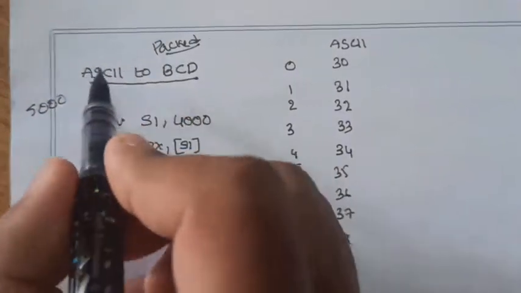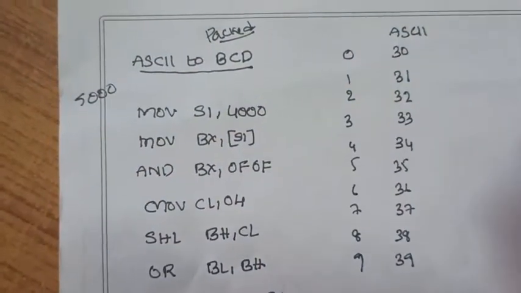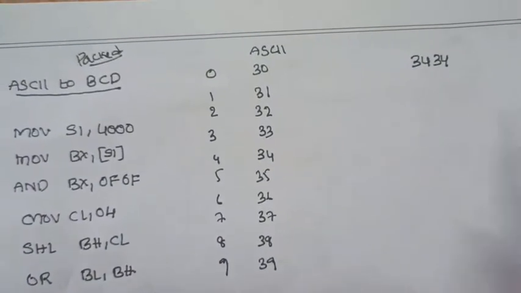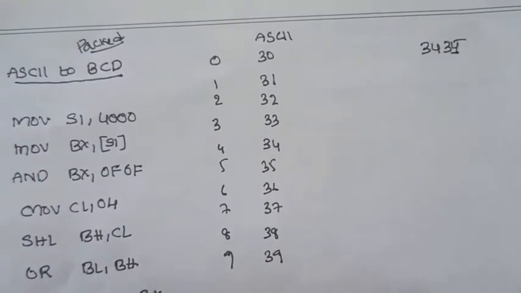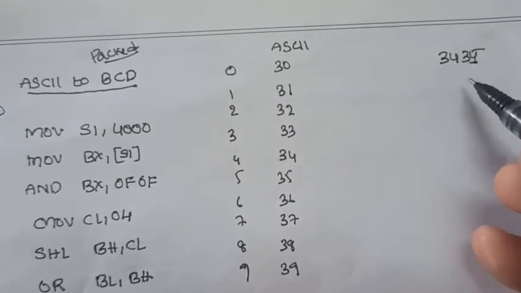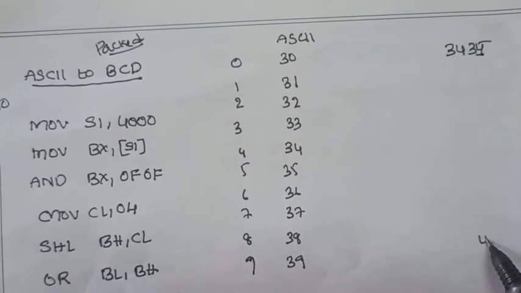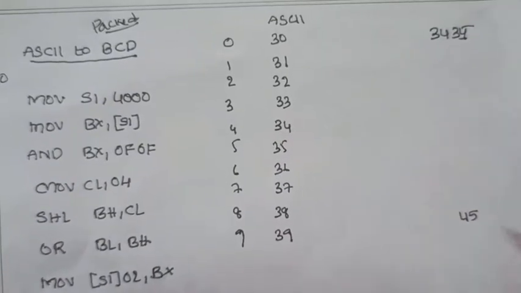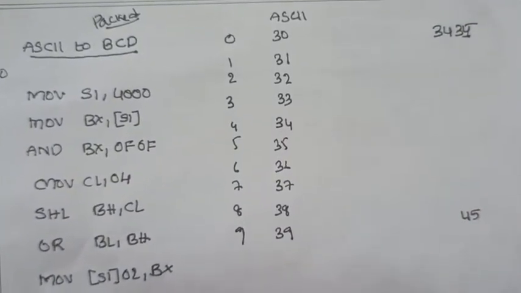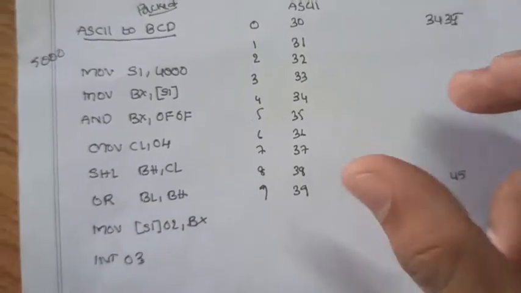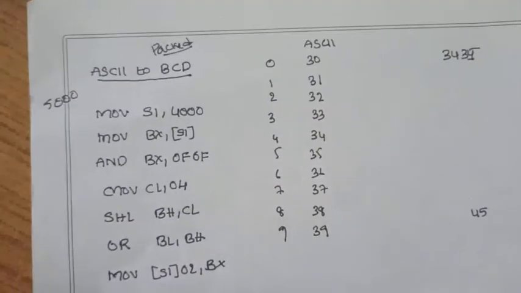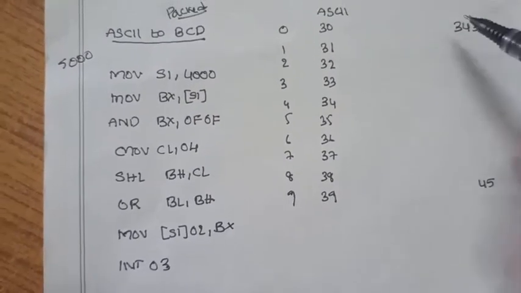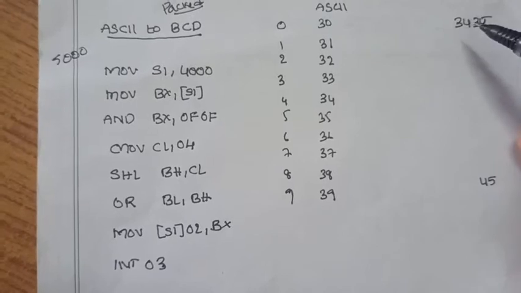So I am taking an ASCII number of 3435. Now I want to convert this into a packed BCD number called 45. I want to convert it from ASCII to BCD. Now how do we do that? First, if we understand the logic, then the program can be understood automatically. To make this 3435 into 45, we should not have this 3 in between.